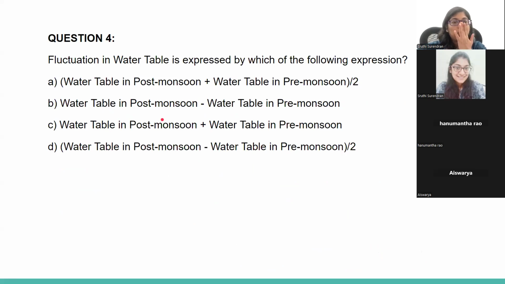Moving on, fluctuation in water table is expressed by which of the following expressions? Is it the sum of the water table in the post monsoon and pre monsoon divided by the average of that, basically? Or is it the difference between the water level during post monsoon and pre monsoon? Or is it the sum of it, or the half of the difference of it?